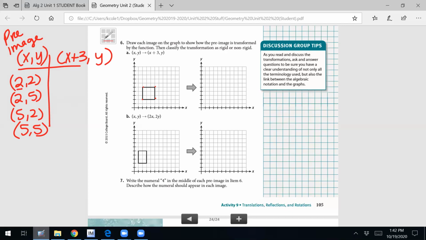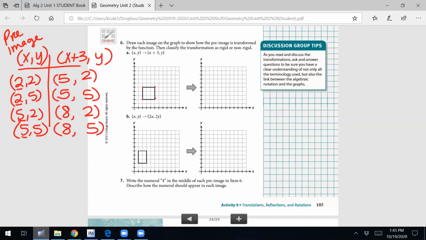So 2 plus 3 is 5. 2 plus 3 is 5. 5 plus 3 is 8. 5 plus 3 is 8. So I did all of the X's first just to get that out of the way. X is done. Y stays the same. So I'm just writing 2, 5, 2, 5.